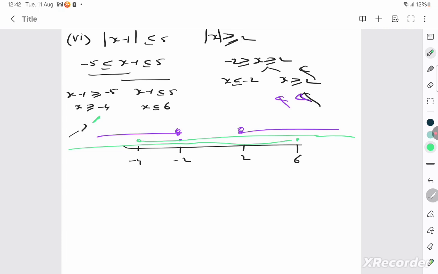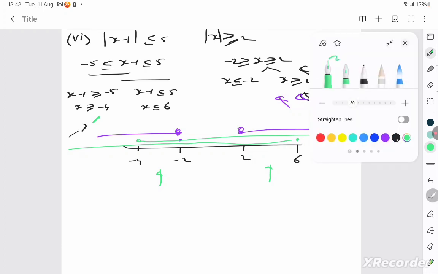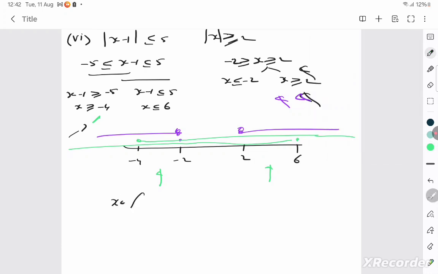So if you see, I know what is intersecting for the green color, what is intersecting for the purple color. I have to find the common intersection. Let's see what is commonly intersecting. All colors are coming between minus 4 and minus 2 and between 2 and 6. So in one shot I finished. I didn't do two different graphs. I just put one graph in different colors and I'm finding x is an element of minus 4 to minus 2 union 2 to 6, both of them closed brackets.